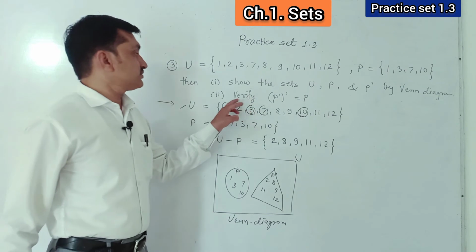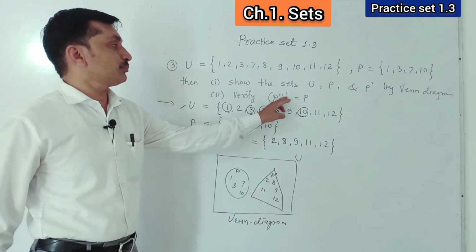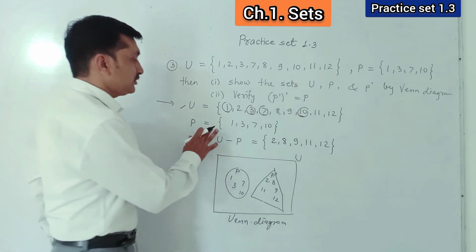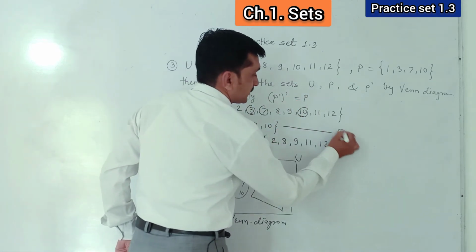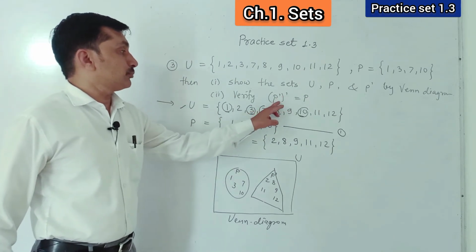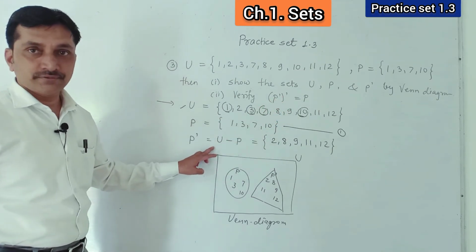Now the second sub-question is there: verify that the complement of P complement is equal to P. Here P we already have. Here number 1 I write. Okay, P I already have. Now P complement is also here.